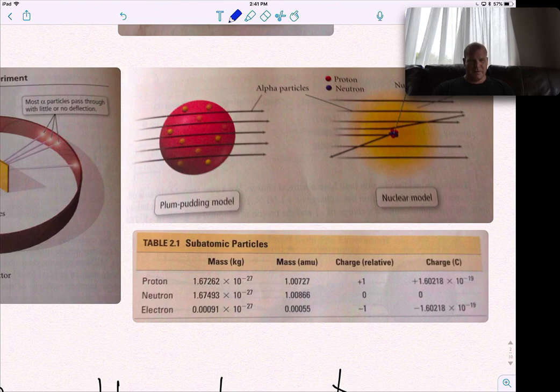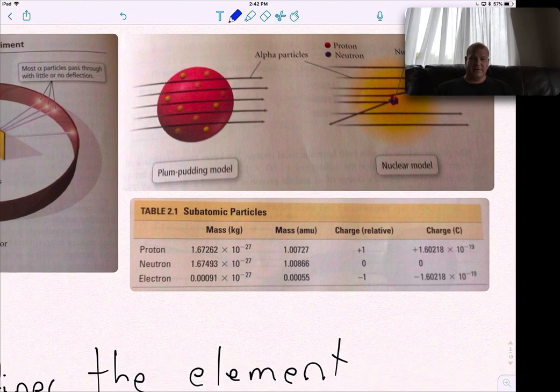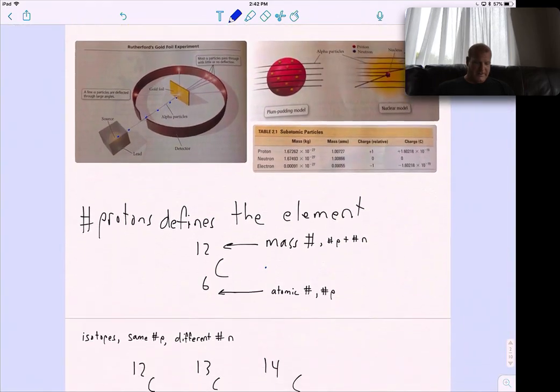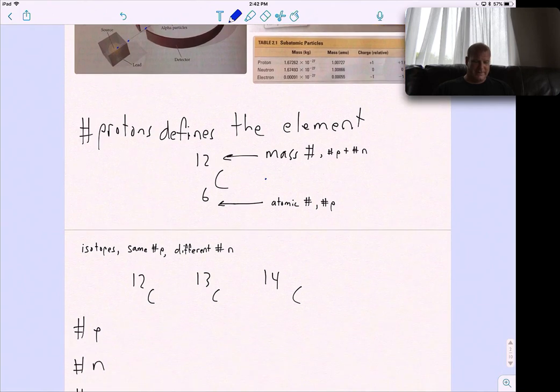Another thing you might notice is that a neutron weighs slightly more than a proton. Why is that? Well, it turns out that a neutron can and will decay into a proton and an electron. So neutrons are ever so slightly more massive. Okay, let's talk about the protons.